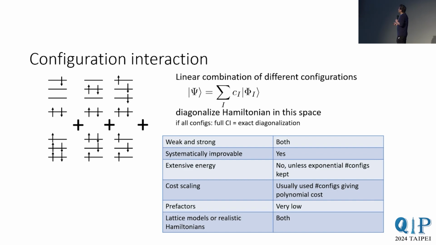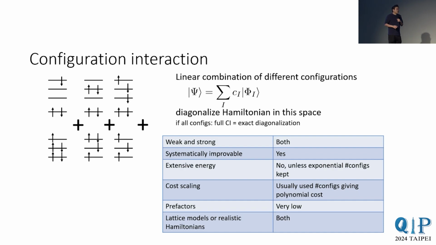So the cost of this method, well, if you use any truncation, you usually truncate to a polynomial number of terms. The cost is usually polynomial, but this is not very meaningful because in large systems, the energy would scale in the incorrect way. Nonetheless, it's a very simple method. Prefactors are low, and you can use this with many different kinds of Hamiltonians.